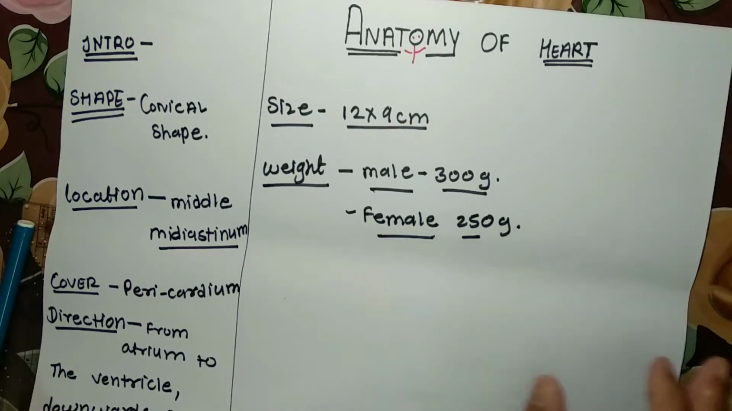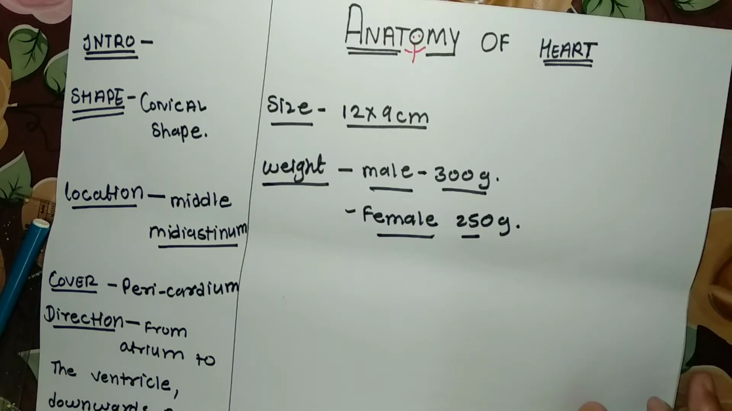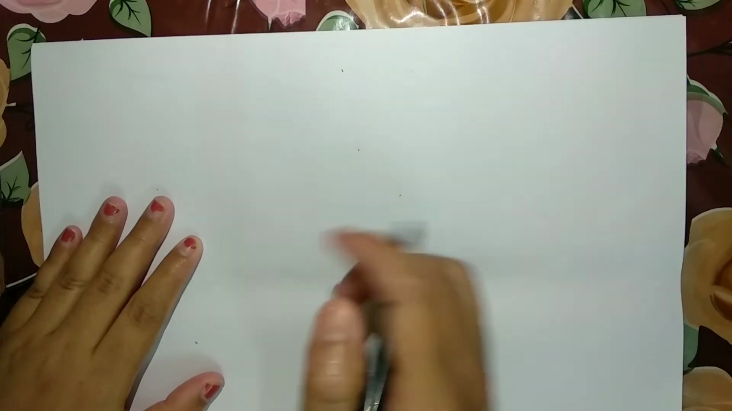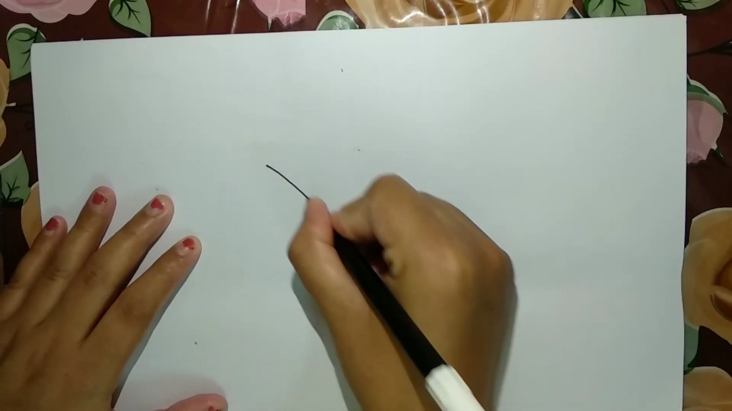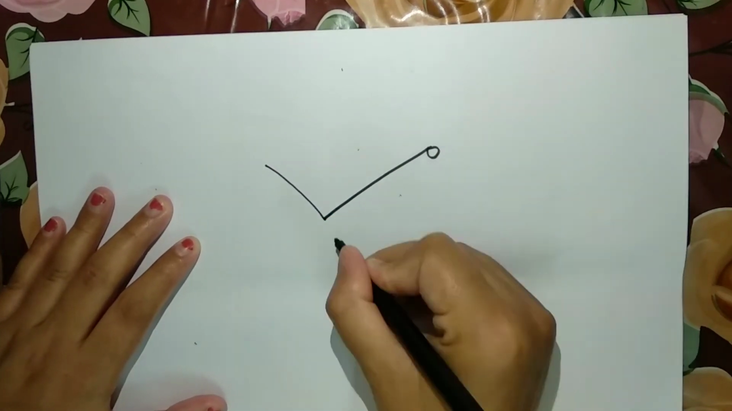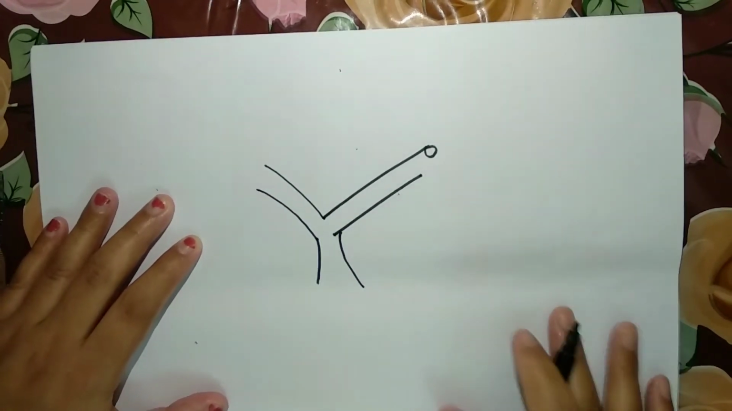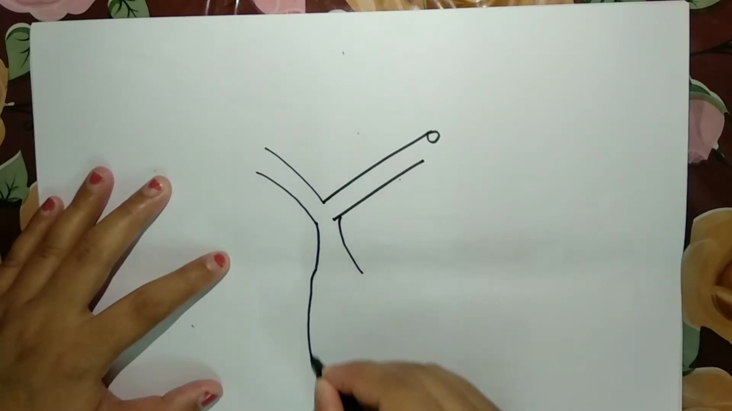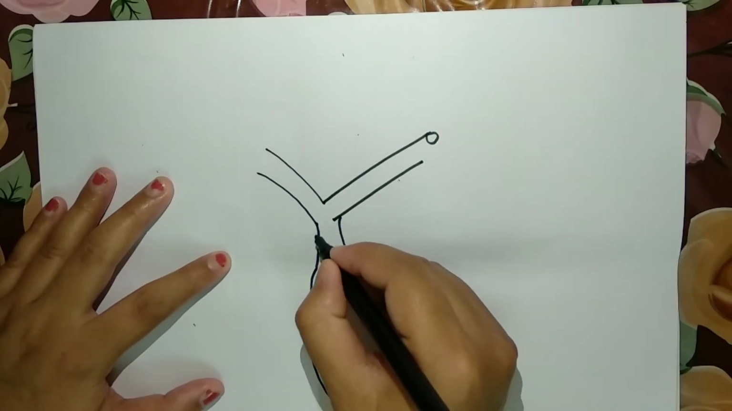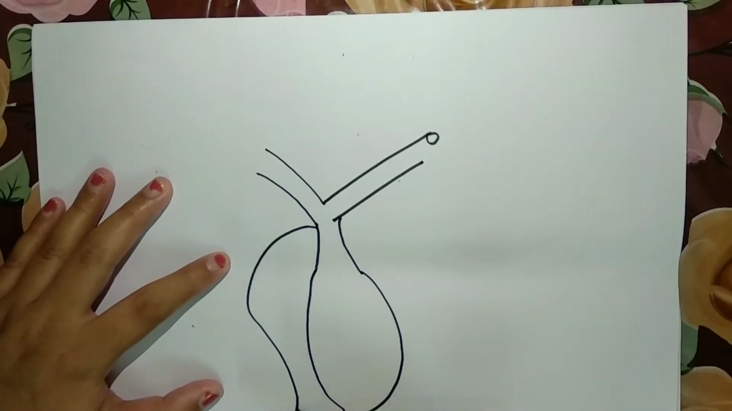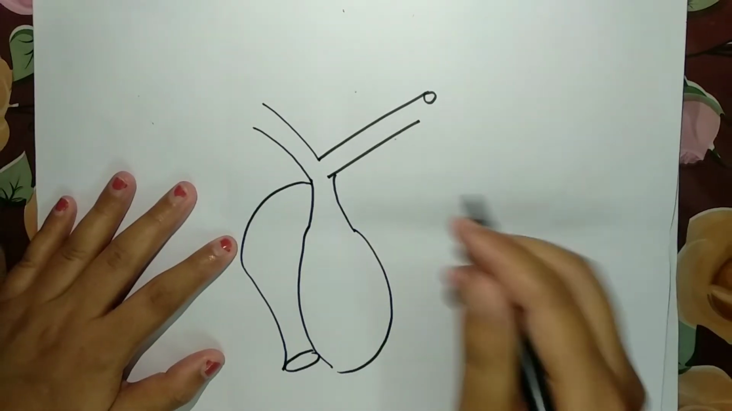Now we'll see the external features of the heart, that is, the anterior view. First, let's see the diagram, how it looks. If you know the diagram, it's easy to learn the theory. So first start with the diagram. Draw a Y, this kind of Y, like this. Then draw a bulge here. This is one. Second, draw from here the same type, upside down.